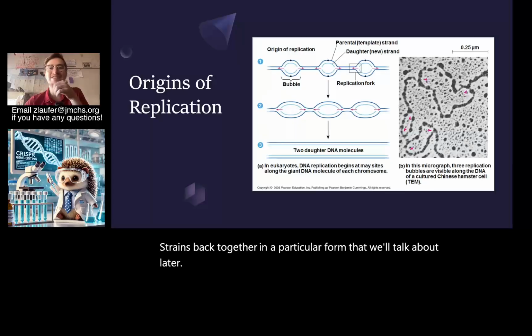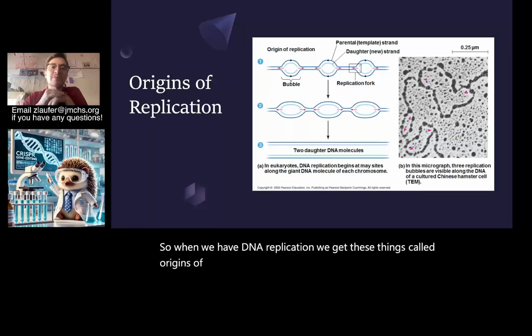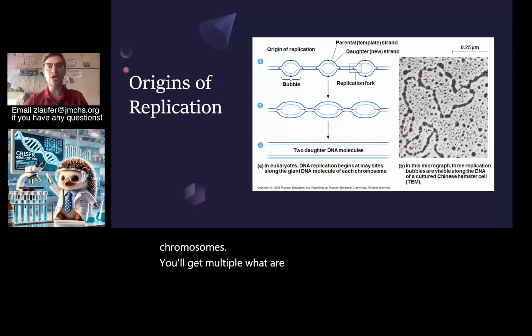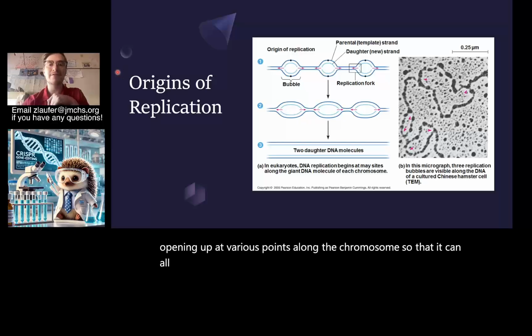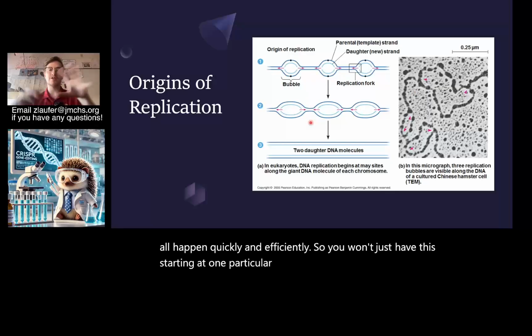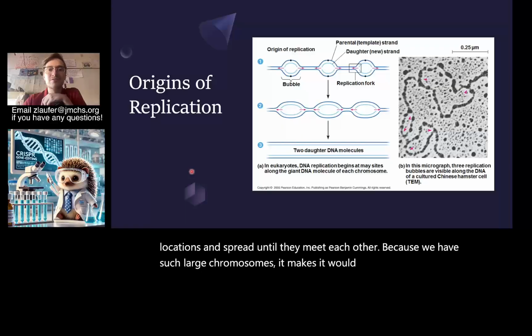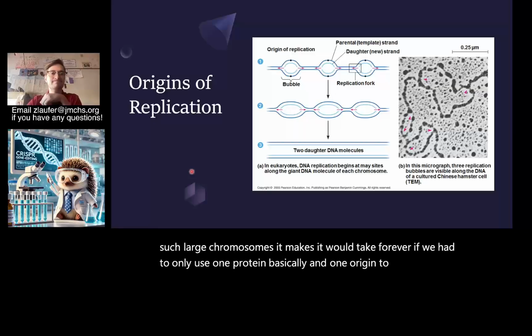So when we have DNA replication, we get these things called origins of replication, where because we have these two linear chromosomes, you'll get multiple replication forks opening up at various points along the chromosome so that it can all happen quickly and efficiently. So you won't just have this starting at one particular location. It will start in multiple locations and spread until they meet each other. Because we have such large chromosomes, it would take forever if we had to only use one protein basically in one origin to go through everything.